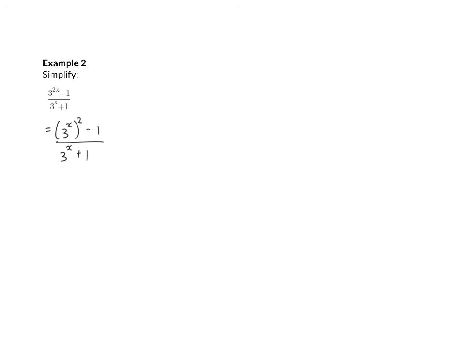Now I'm going to use the k method. The k method sometimes helps you to see the type of factorization you need to do easier. So in this case, because I see 3 to the power of x everywhere, I'm going to say let 3 to the power of x be k. This means I'm going to now change those 3 to the power of x's to the letter k, and I will have k to the power of 2 minus 1 over k plus 1.